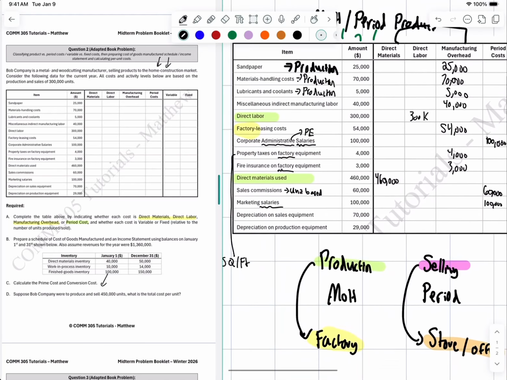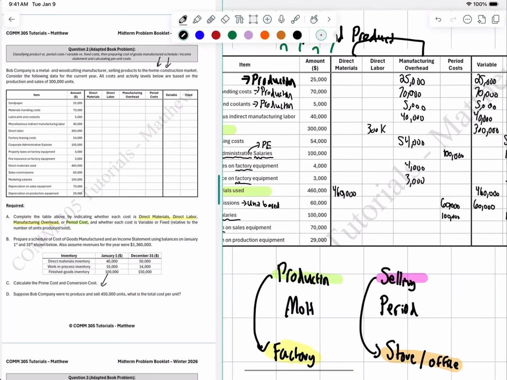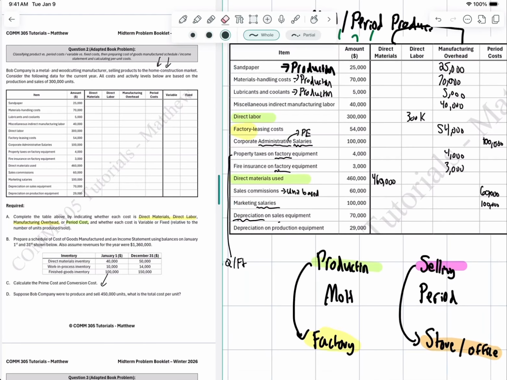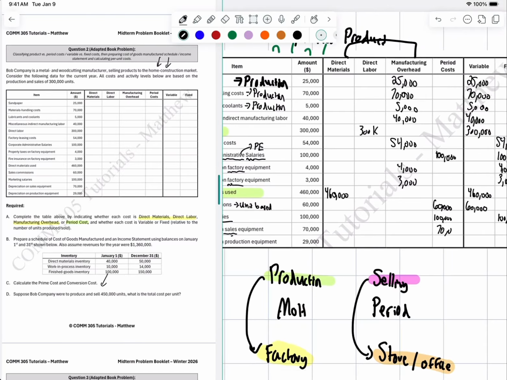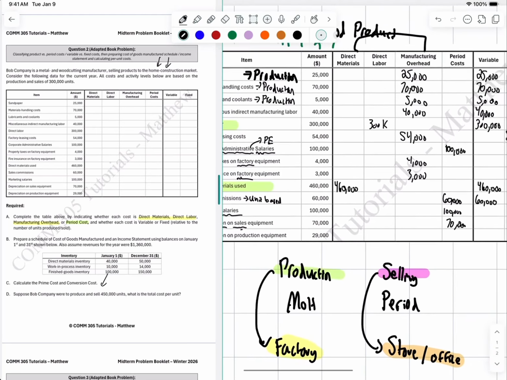Next, depreciation on sales equipment. Now, a lot of you are just going to be like, well, depreciation must be overhead. No, because you could have depreciation related to your factory, or you could have depreciation related to your store or office, which will make it a period cost. Since the sales equipment is depreciating, is it going to be overhead? So is it product or is it period? Well, it's going to be a period cost. It's related to selling. So depreciation is related to selling, therefore it is a period cost.